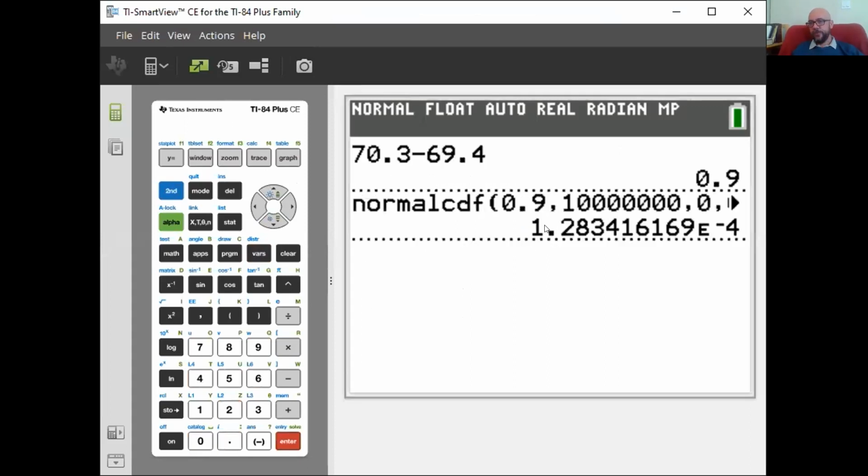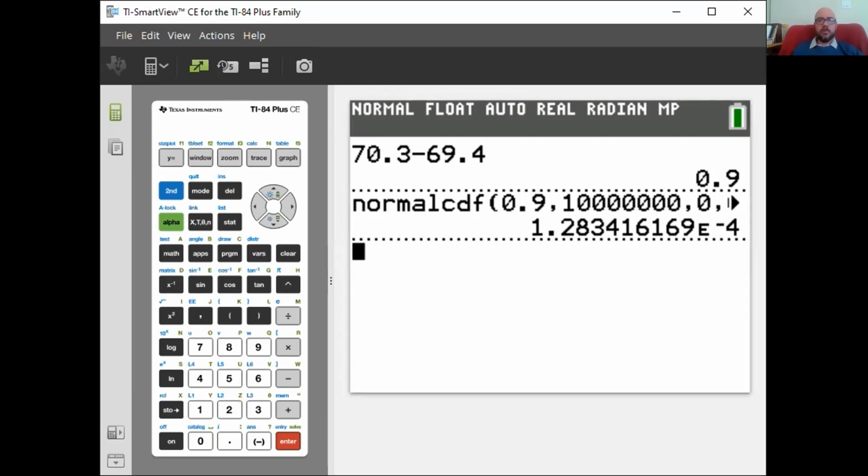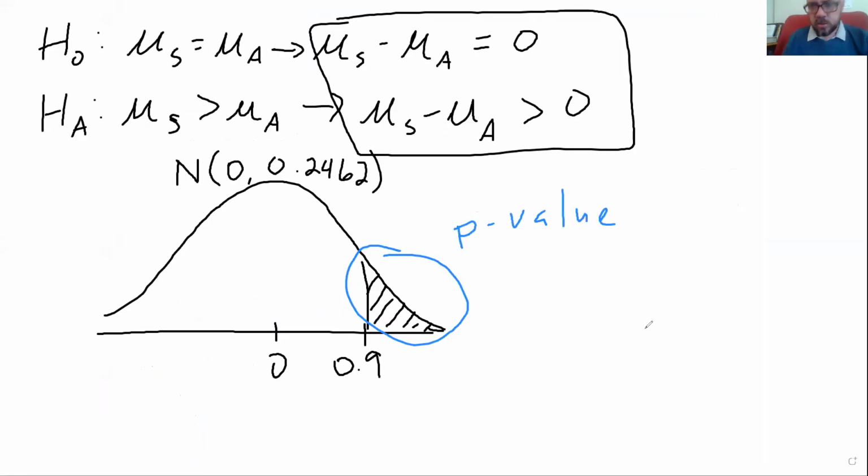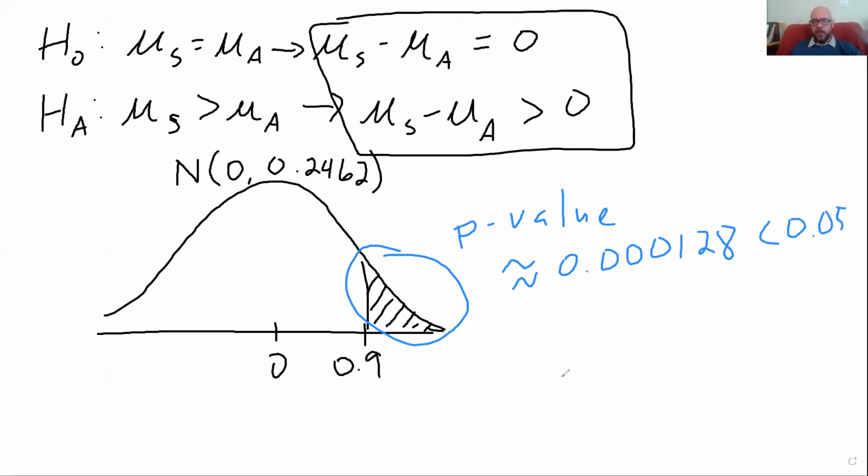Notice that it's very small, 0.000128, right? E-4 is really important here. So I got 0.000128 is my p-value. Back here, it's approximately equal to 0.000128, which is less than 0.05, of course. Right, so this is what, 0.01% is less than 5%, obviously. So we're going to reject the null hypothesis.